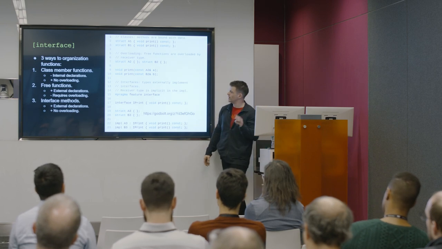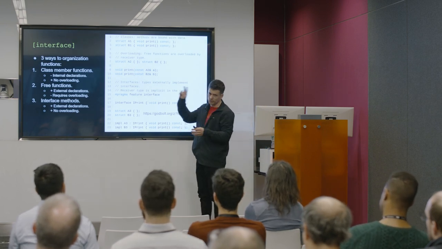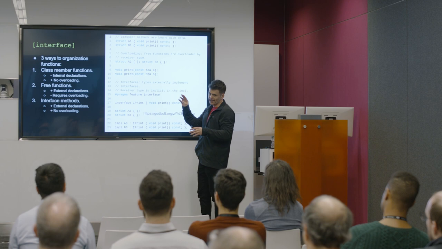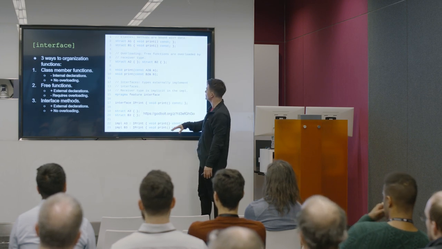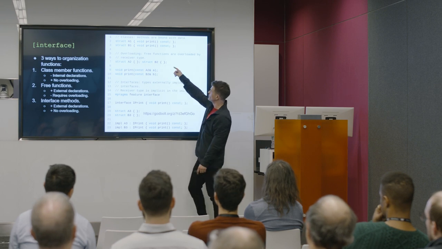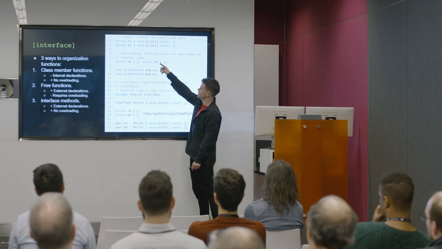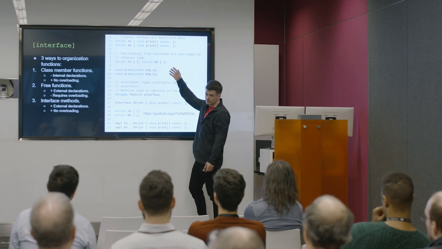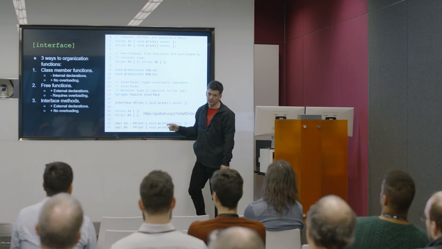Okay, three ways to organize functions. C++ has two of those. Rust has the third one, and Carbon wants to do the third one. First of all, we have object-oriented, where methods are bound with data. So we have member functions. So you can say, like, a1.print. And a1, or the left-hand side of that, is the receiver type.